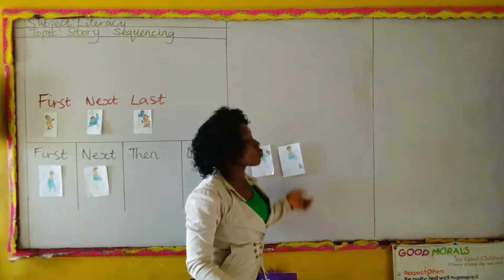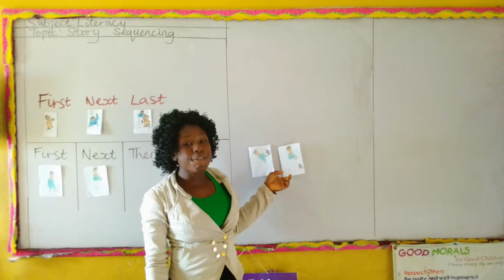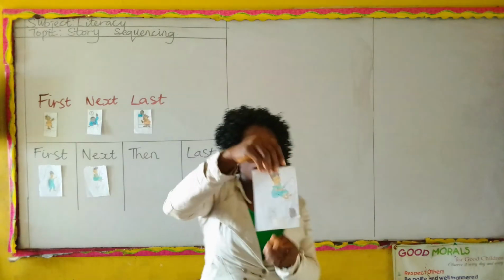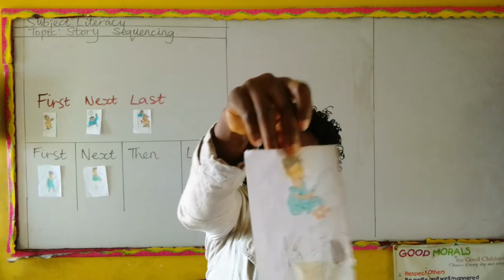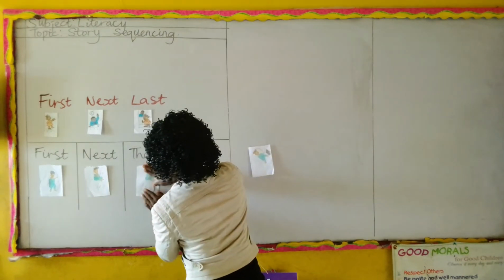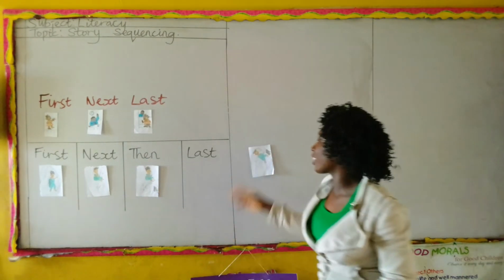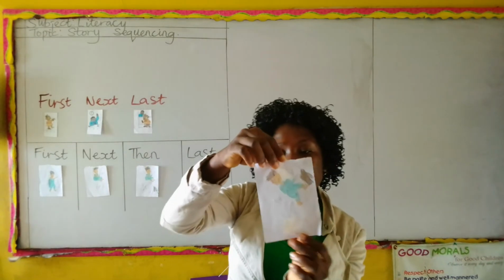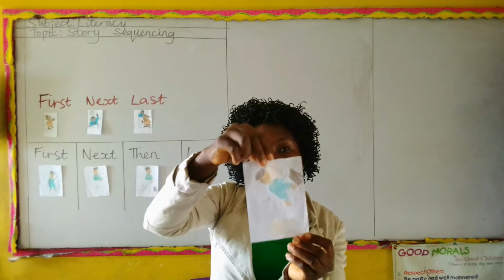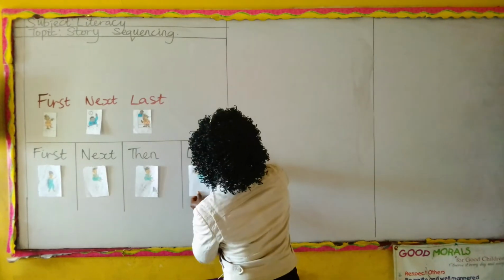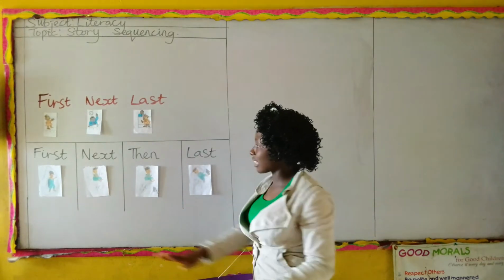Then he was trying to drag out the fish. Very good. Can you see it, darling? Then he was trying to drag out the fish. And the last one is that the fish is already out. The fish is out. Yes. So that's the last. Can you see this?